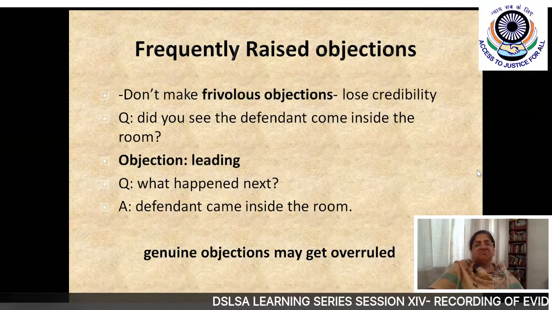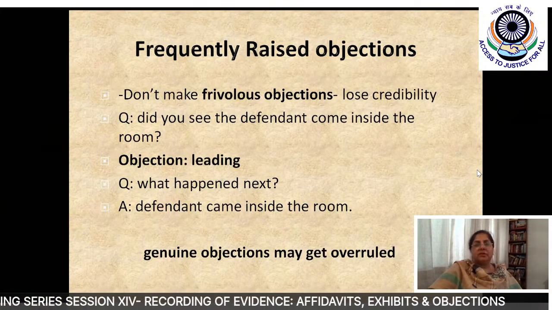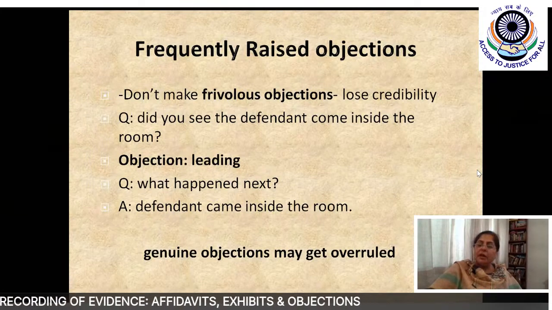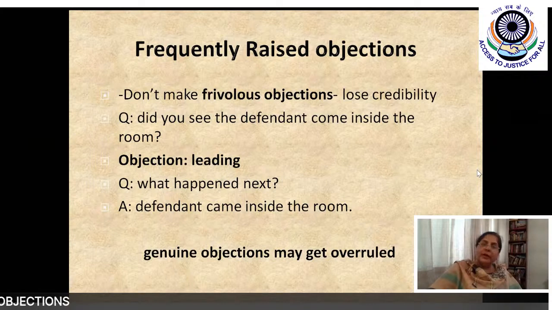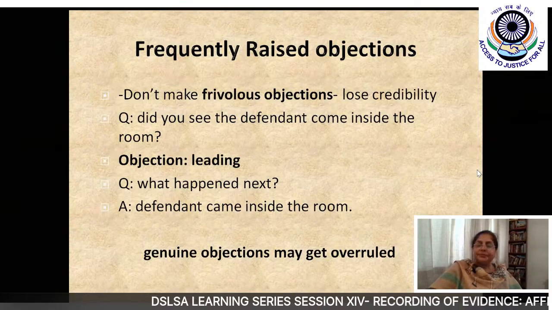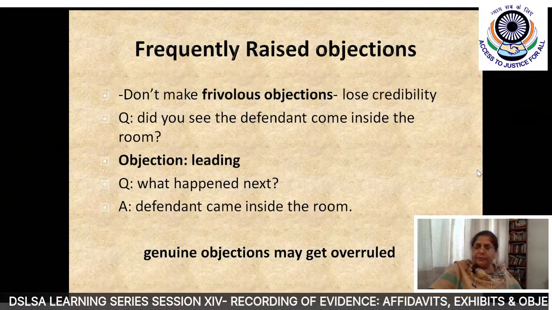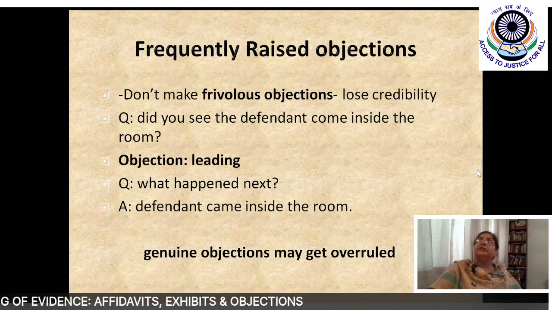Did you see the defendant come into the room? It's a leading question. What happened next? Defendant came in. So what you have objected to would in any case come in through another question. Don't raise these kind of frivolous objections, because if you have raised too many frivolous objections, then even if you raise a genuine objection, it is bound to be overruled.